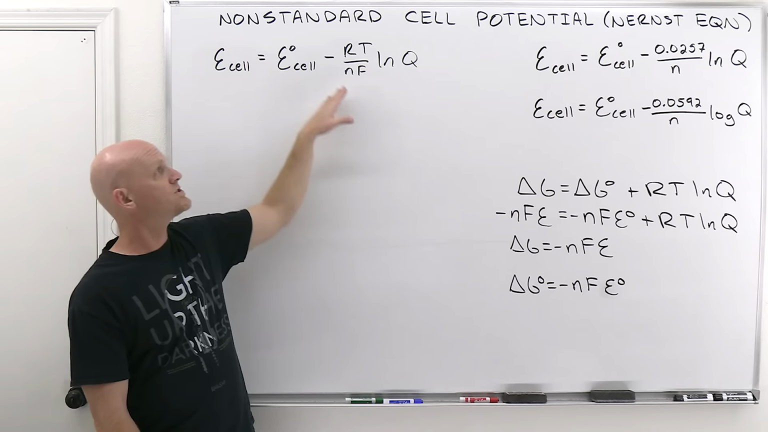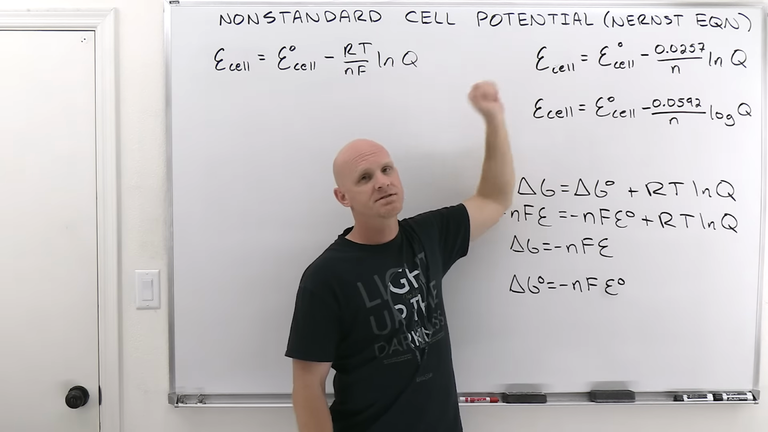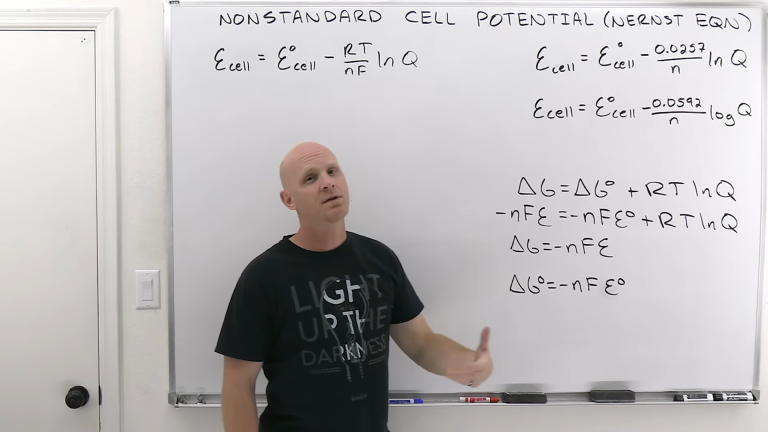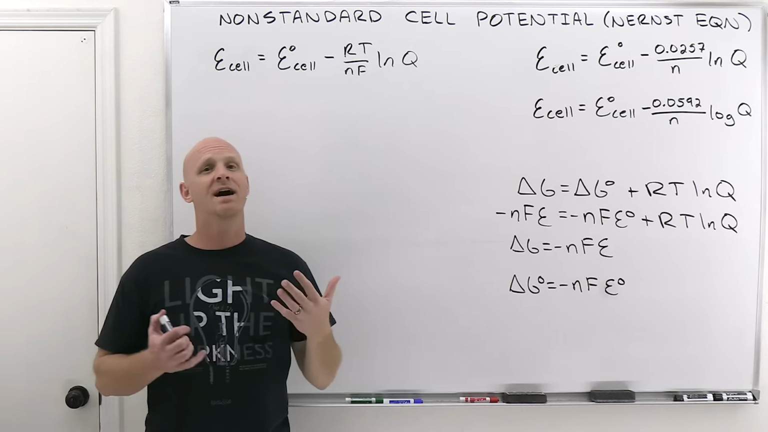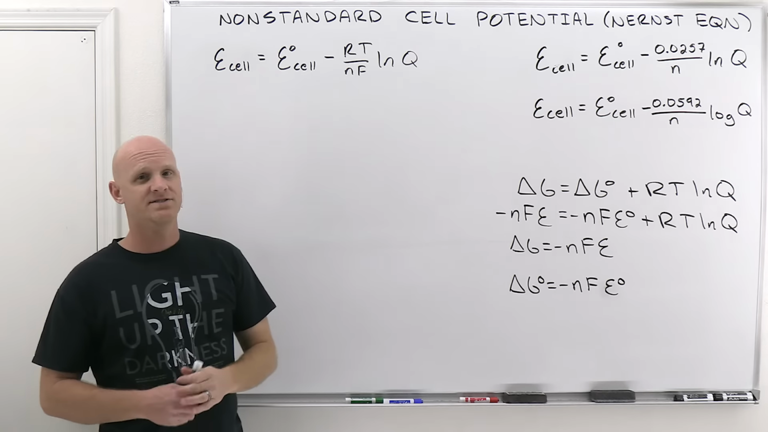Now, whether you've got the original actual Nernst equation, or one of these two simplified versions at 298 Kelvin, either with the natural log or the log base 10, you've got to be prepared to use it. But it's all used for the same thing, to calculate non-standard cell potential. So let's take a look at an example.